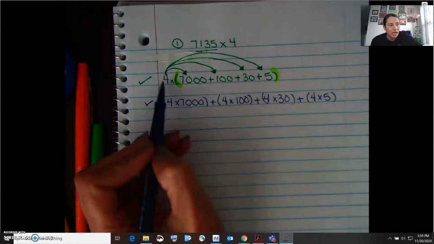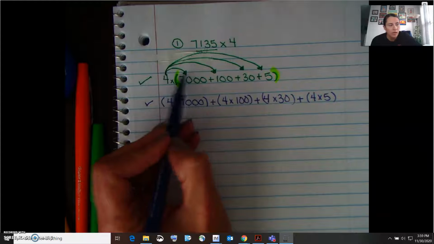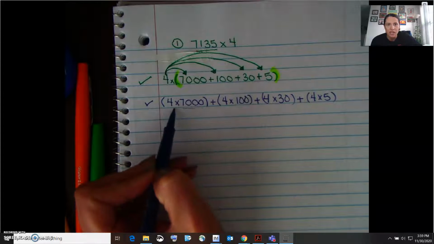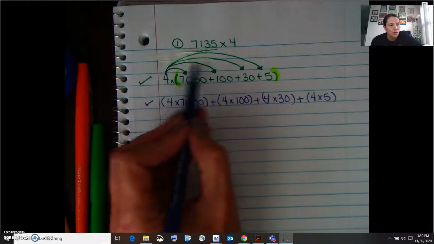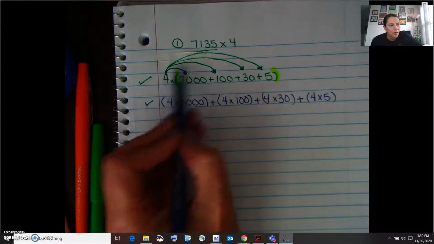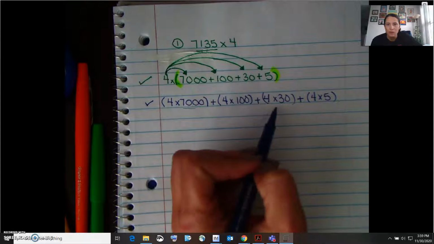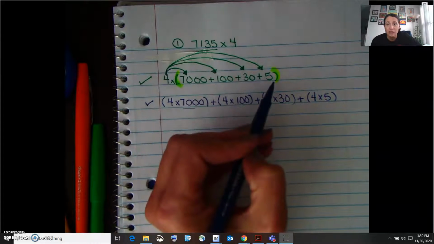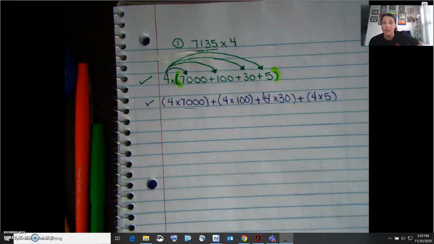So this one is actually where, you see how our arrows go here? We're saying 4 times 7,000, that's 4 times 7,000. Our next arrow goes 4 times 100, 4 times 100. Arrow goes 4 times 30, 4 times 30. And then we got 4 times 5, 4 times 5. Okay, so those are our two distributive ways.